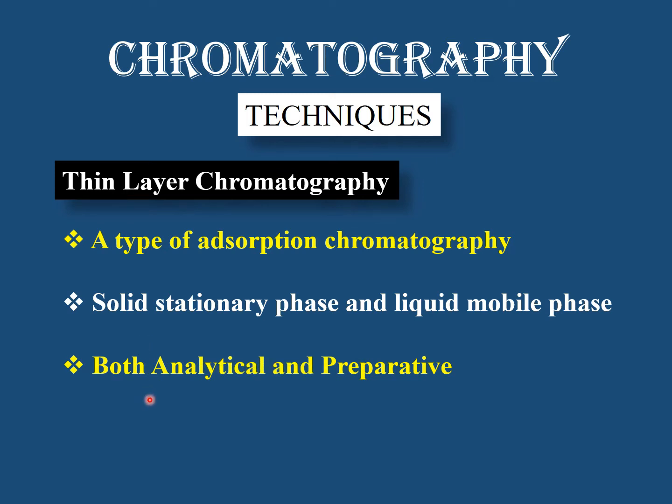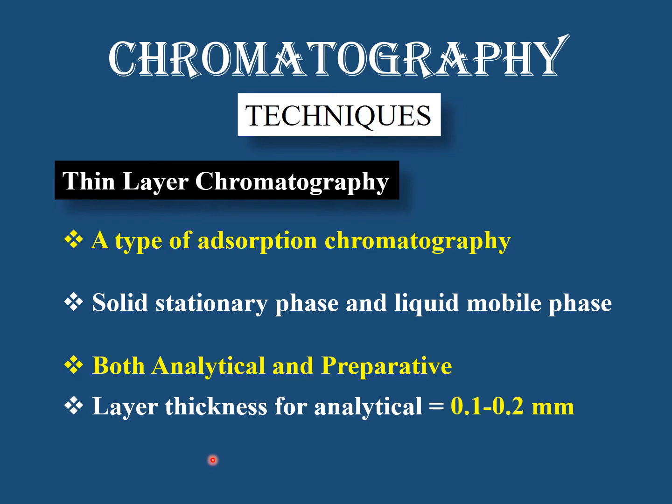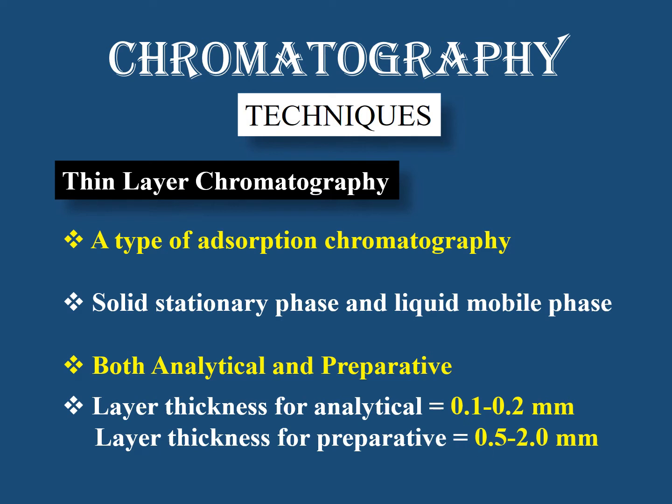TLC could be used at both analytical and preparative scale. So you could just analyze your mixture, or you can also purify the components of your mixture when TLC is used on a preparative scale. But there's a slight difference in the thickness of this thin layer. The thickness of the layer for analytical purpose is usually between 0.1 to 0.2 millimeters, but it's slightly thicker for preparative purposes, that is from 0.5 to 2 millimeters.